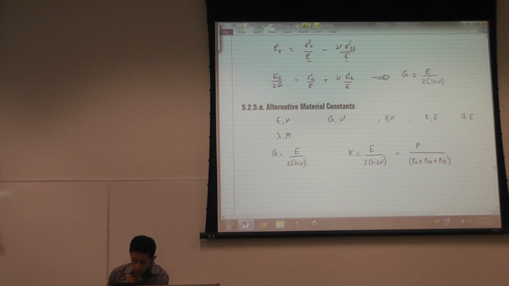Another two constants are called Lamé constants. And as you will see in the assignment, the function of Lamé constants is just to make it easy to describe the relationship between the stress and the strain when you write the stress as a function of the strain, rather than the strain as a function of the stress. And lambda is equal to E Poisson's ratio divided by 1 plus Poisson's ratio, 1 minus 2 Poisson's ratio, and mu, which is G, is equal to E divided by 2, 1 plus Poisson's ratio.